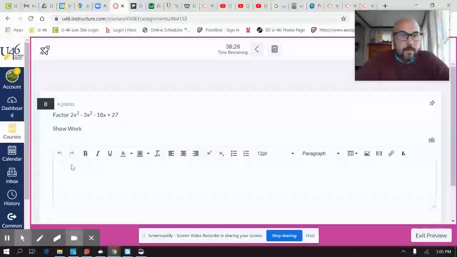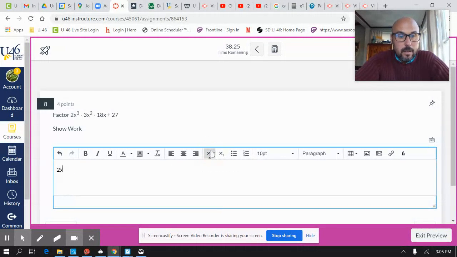Factor this. Okay, so 2x to the 3rd minus 3x squared minus 18x plus 27. Here you factor by grouping. This is when you factor 3 times. You take out the GCF of the first two. These first 2 terms have an x squared in common, and you're left with 2x minus 3. These last 2 terms both have a 9 in common, but I'm going to take out negative 9, just like the previous example. And I'm left with positive 2x minus 3.